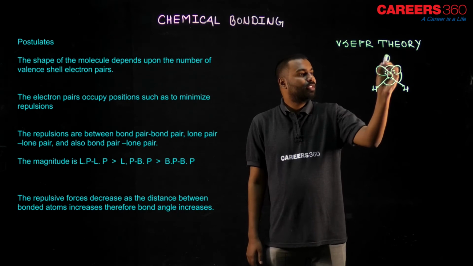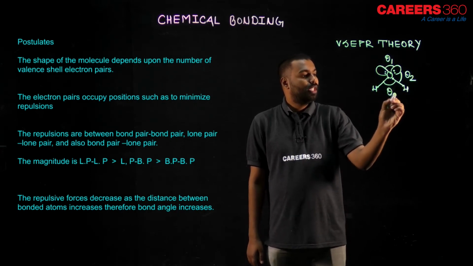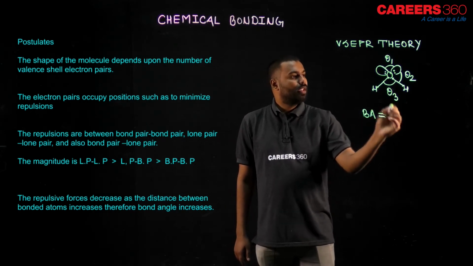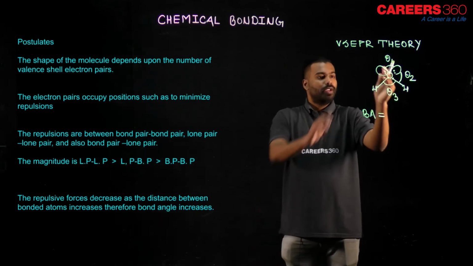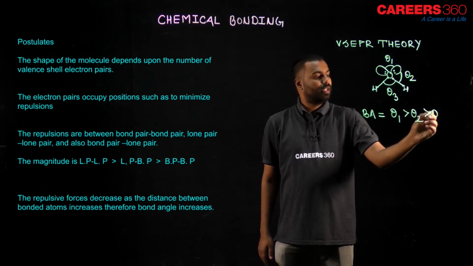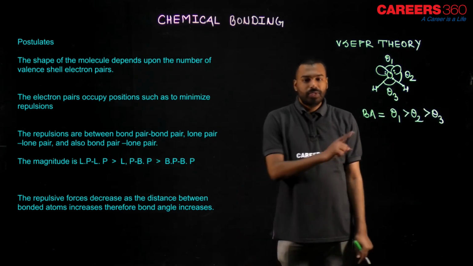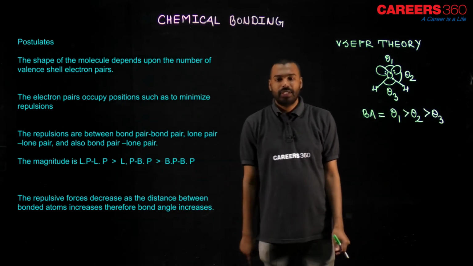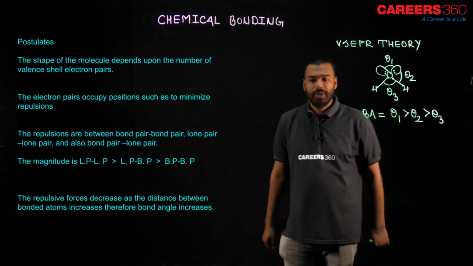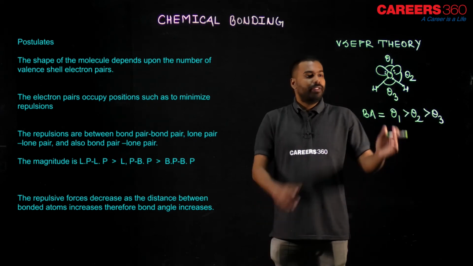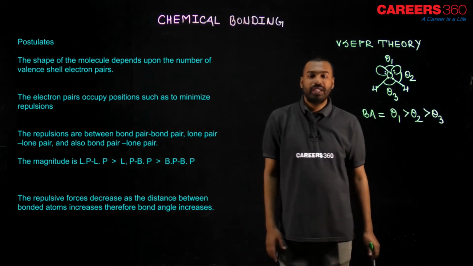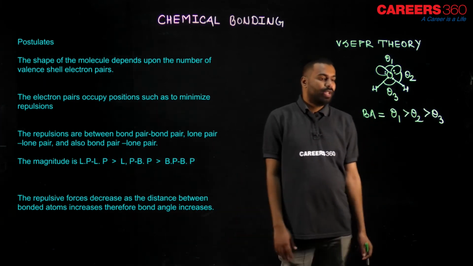Suppose this is theta 1, this is theta 2, this is theta 3. So, where is the maximum repulsion? Between lone pairs, so the maximum angle also. So theta 1 is greater than theta 2 is greater than theta 3. The same thing I wrote here: the repulsive forces decrease as the distance between bonded atoms increases, therefore bond angle increases. So, what I am trying to say is that if repulsion is more, bond angle is more. See the last word, bond angle increases. This is what I tried to say here.